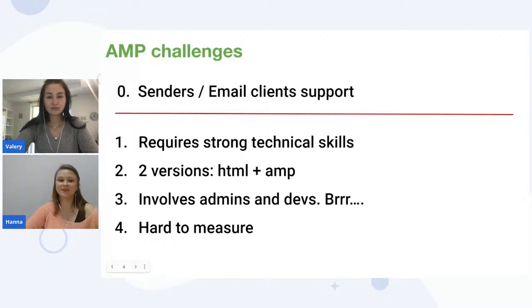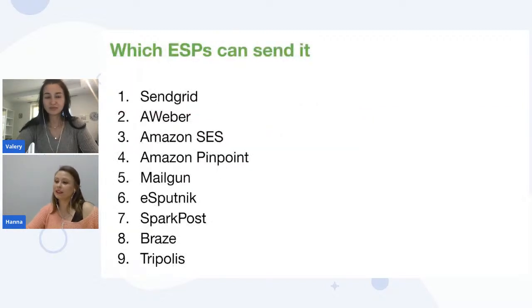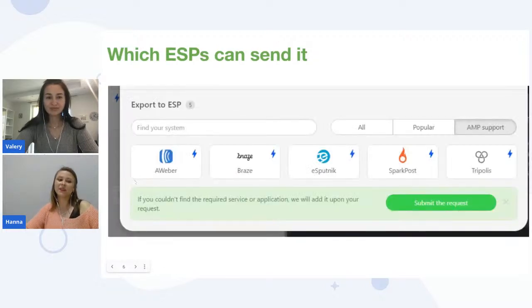Okay, let's move further. So which ESPs can send it? For now, it's 9 ESPs, at least the most popular, that support the AMP feature. This is SendGrid, Aweber, Amazon SES, Amazon Pinpoint, Mailgun, eSputnik, SparkPost, Braze, and Tripolis. Basically, each of these ESPs can send email without any problems. We at Stripo offer direct export to Aweber, Braze, eSputnik, SparkPost, and Tripolis.